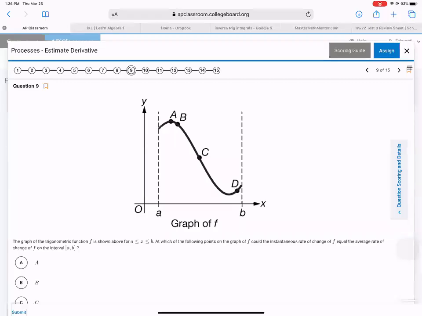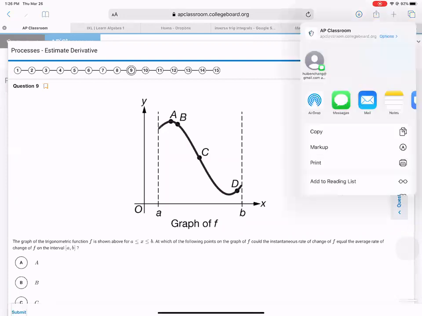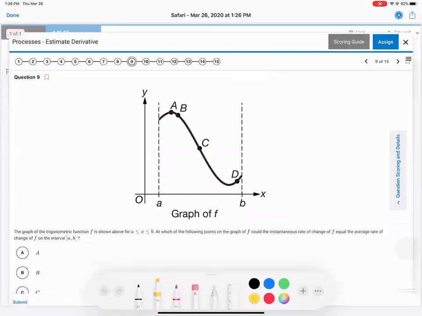And resume this in case anyone else hasn't been able to join us. Okay, this is a trig function. And remember, trig functions kind of go up and down, right? This probably keeps going like that forever. And we're asked, between A and B, which of the following points on the graph could be an instantaneous rate of change of f equal to the average rate of change?